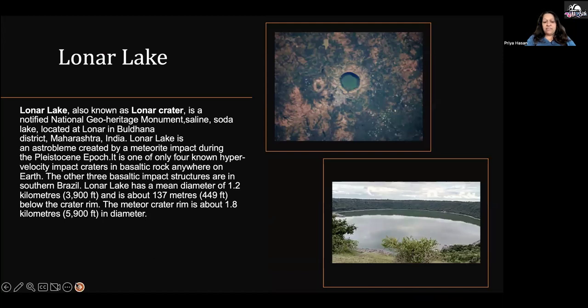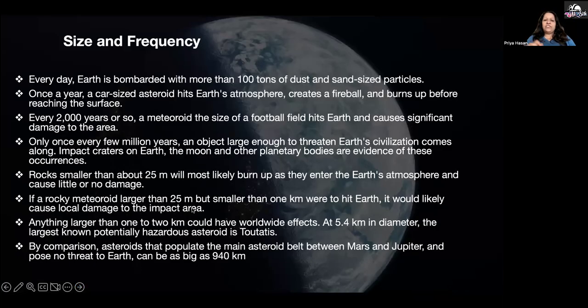So such impacts do happen. If you ask the question, how often do these impacts happen? Every day, in principle, the Earth is bombarded with more than 100 tons of dust and sand-sized particles.